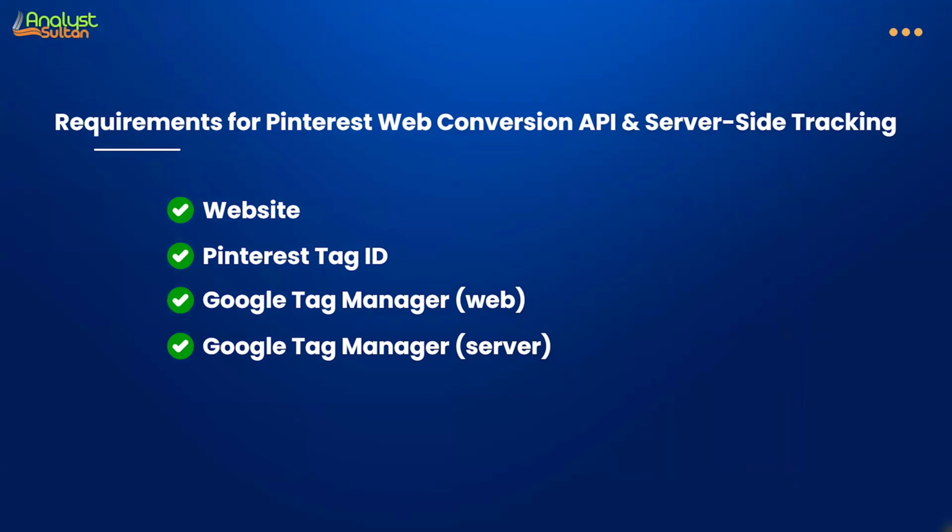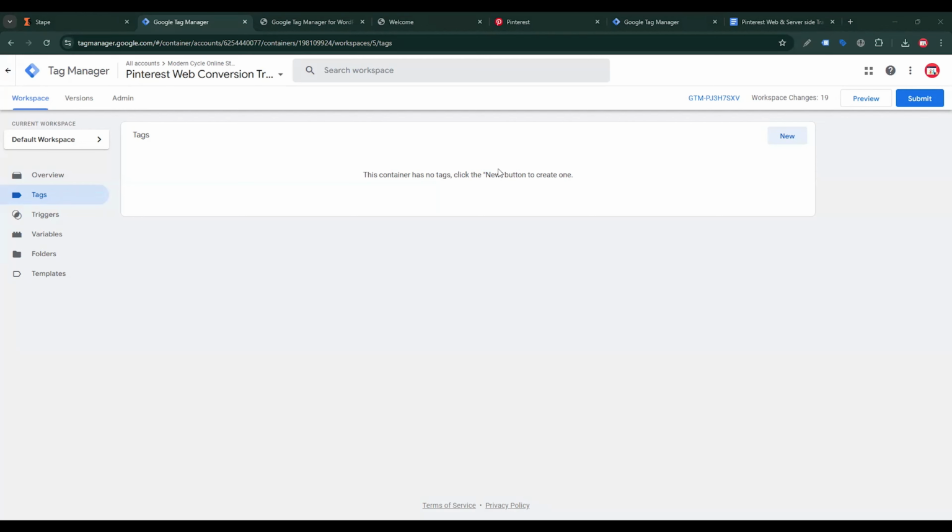Requirements for Pinterest Web Conversion API and server-side tagging: you need a website, Pinterest tag, Google Tag Manager web container, and Google Tag Manager server container. So let's get started. All right, now let's get into the setup process.